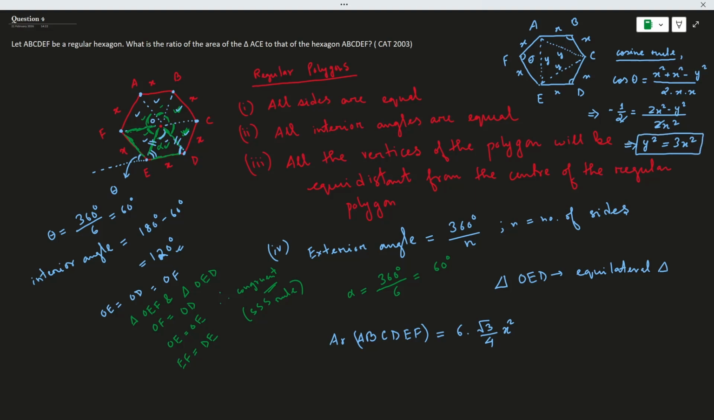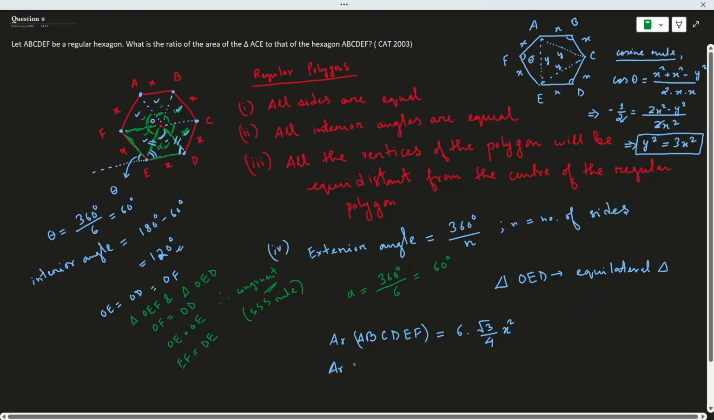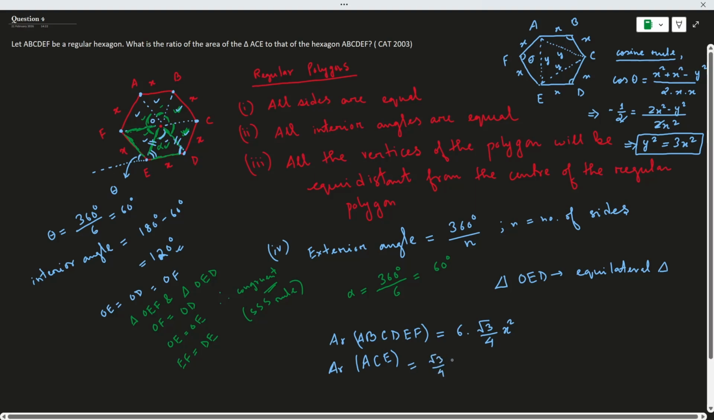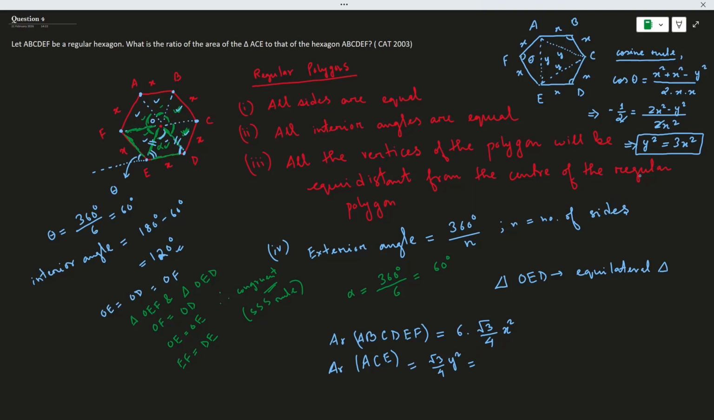Now remember, this is an equilateral triangle. ACE is an equilateral triangle. So what will be the area of the equilateral triangle? The area of ACE is root over 3 by 4 times side square. What is the side length? The side length is y, so side square is y square. But what is y square? Y square is 3x square. So root over 3 by 4 times 3x square.